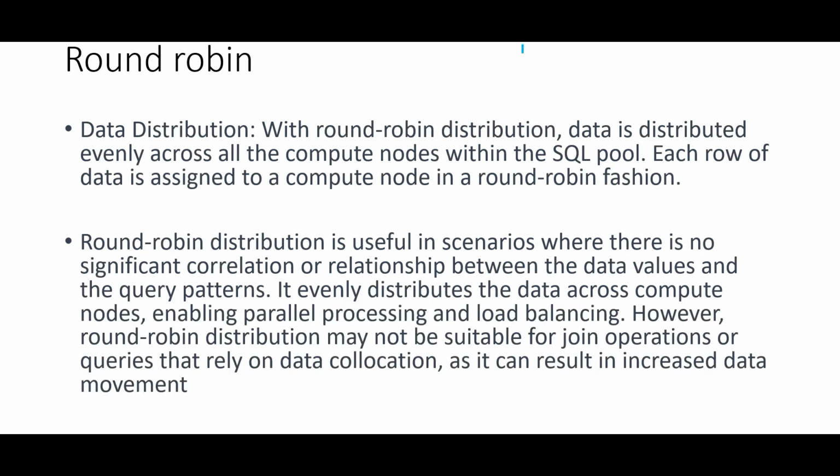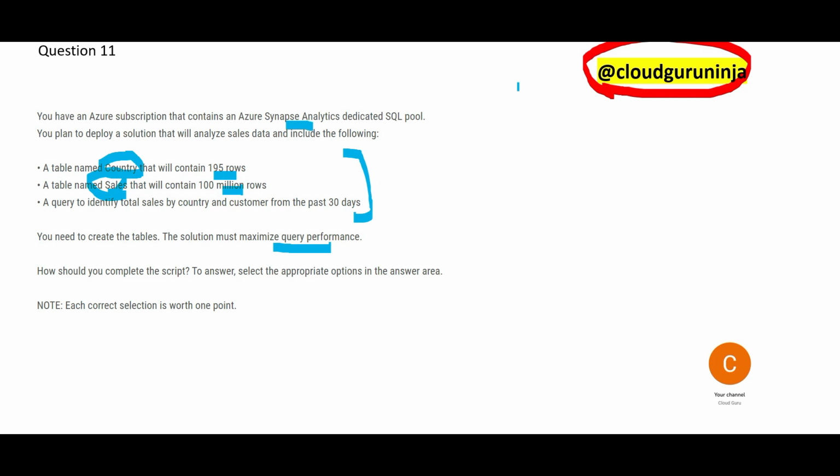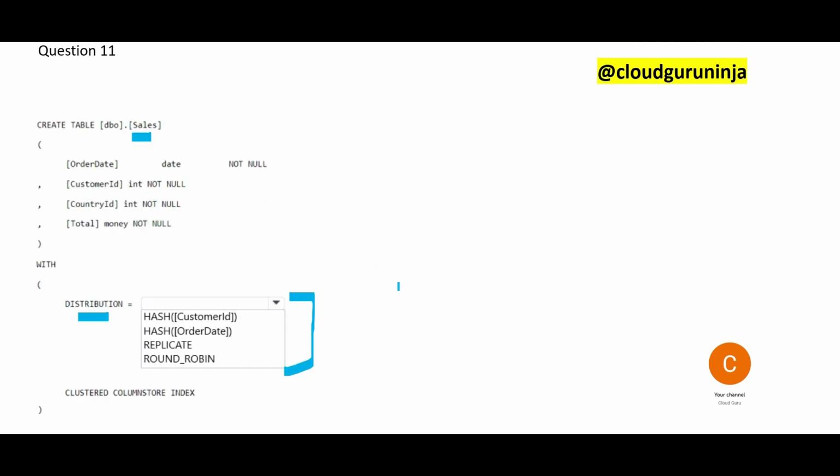And then we have round robin. Data is distributed in all compute nodes within the SQL pool. Each row is assigned to a compute node in a round robin fashion. What are the scenarios? Useful where there is no significant correlation or relationship. In our scenario, there would be a relationship between sales and country because you would want to look at sales for a particular country. So for sales, we have to do a hash on what, order date or customer ID? We should do hash on customer ID because that way the partitions will be consistently filled.